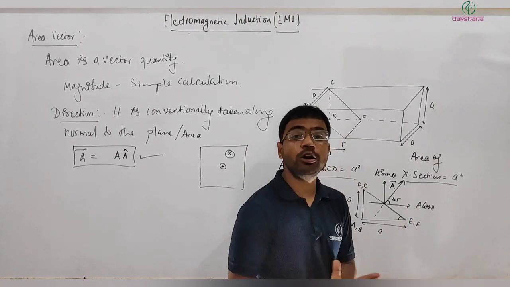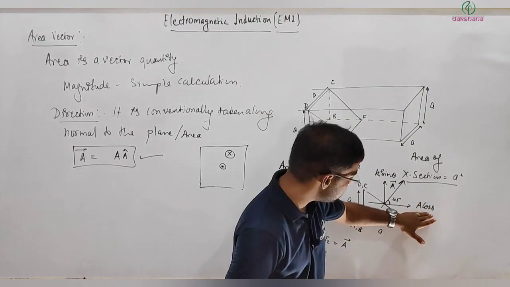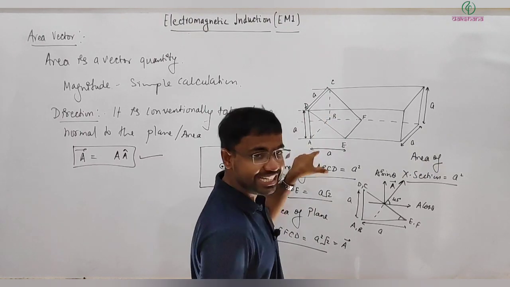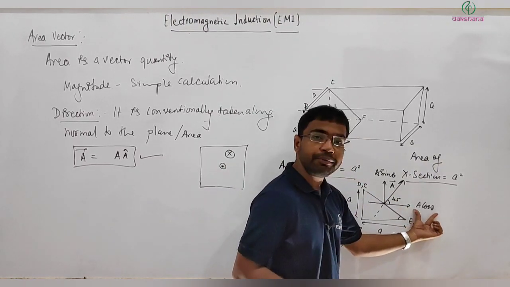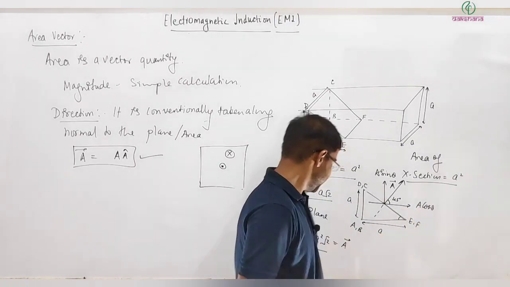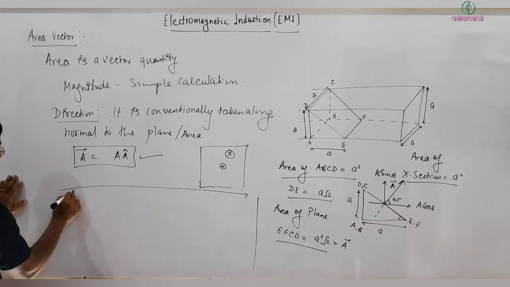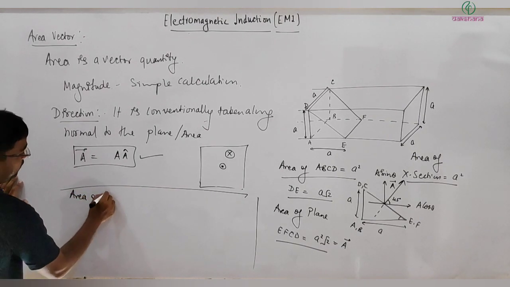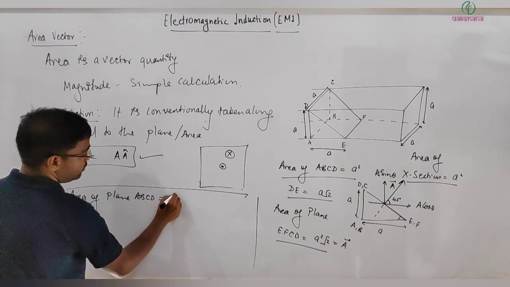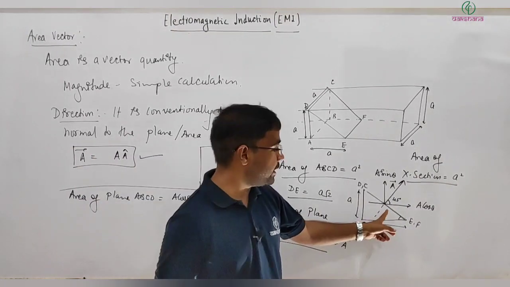This normal will be for which plane? You can just imagine this will be for the ABCD plane. So I can write the area of the ABCD plane is given by A cos theta, right? So here the area of plane ABCD is equal to A cos theta, and here theta is equal to 45 degrees.